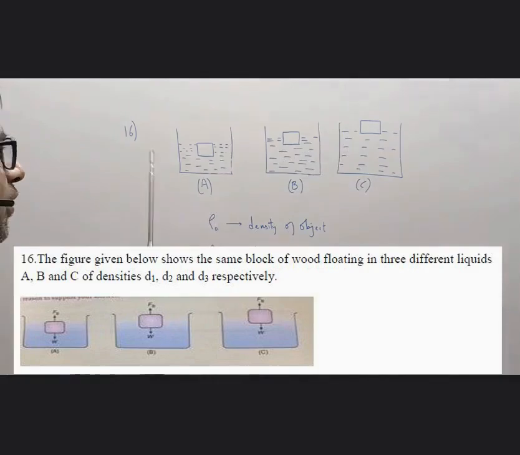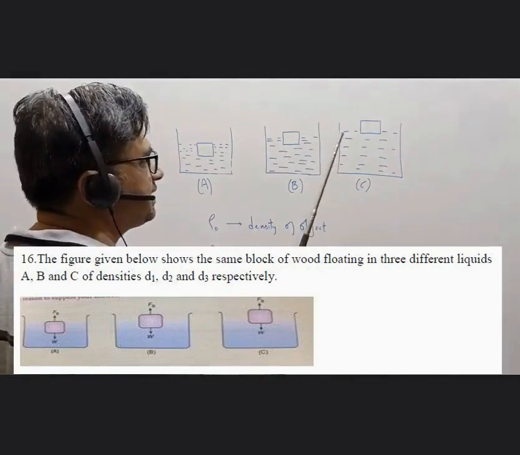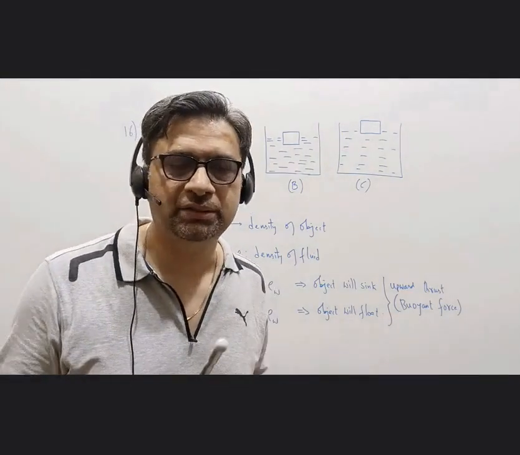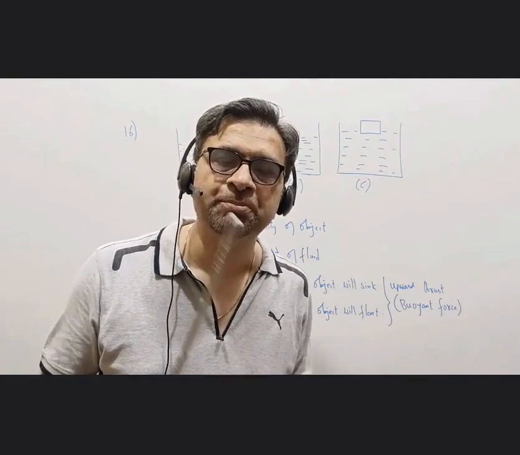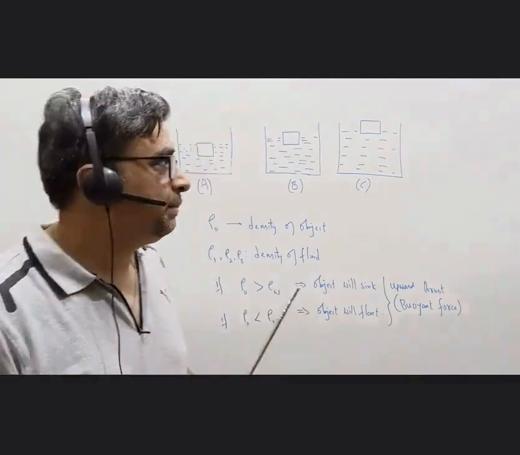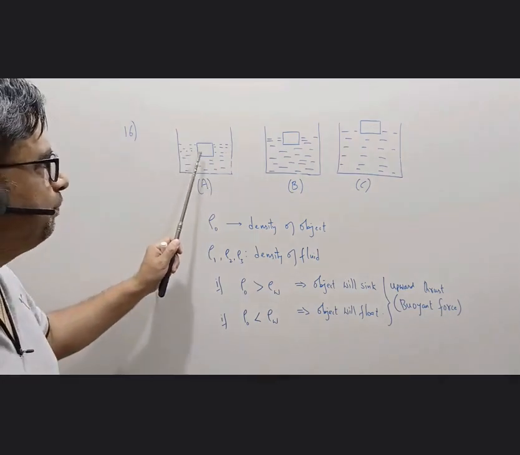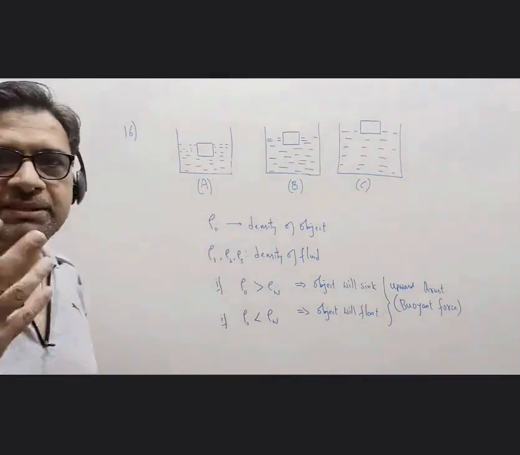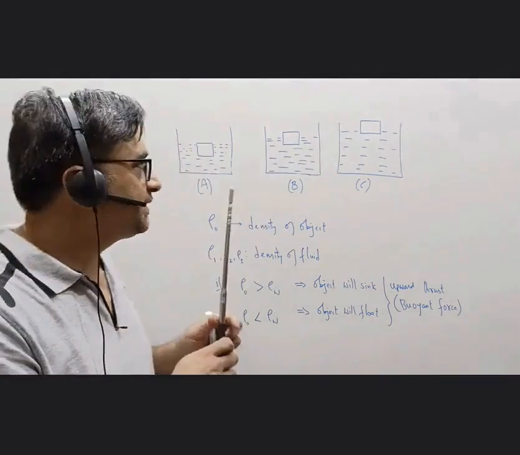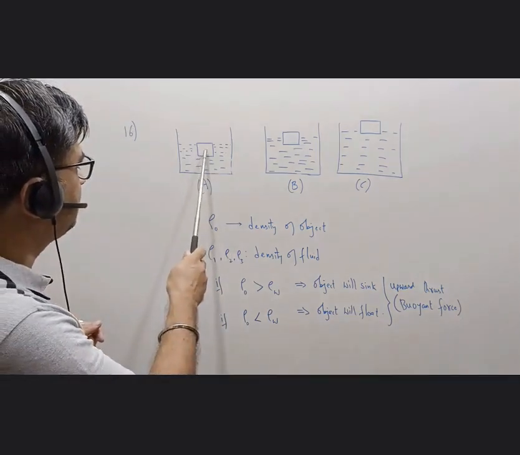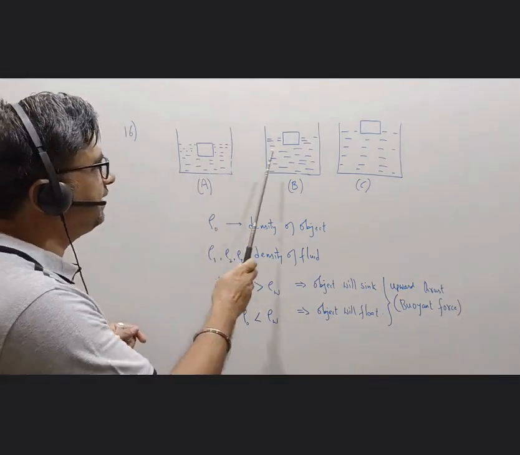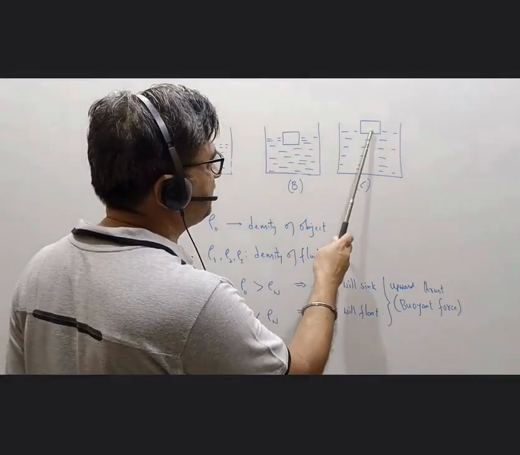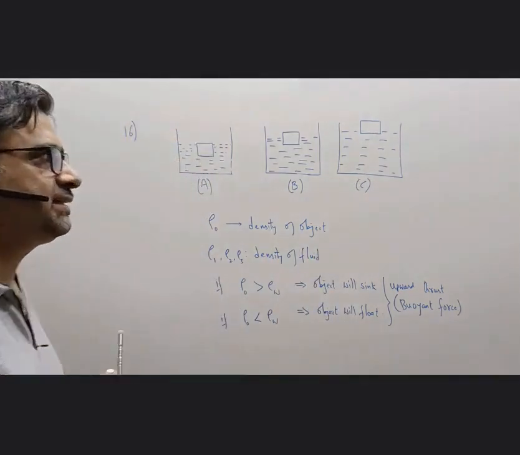Now again, in all 3 cases, the piece is floating in the liquid, not water. Let us not say water because there are 3 different liquids. They're all floating, but the portion of the object that is immersed differs. There is some portion which is immersed over here. There is a smaller portion which is immersed. In this case, there's very little of this wood that is immersed.